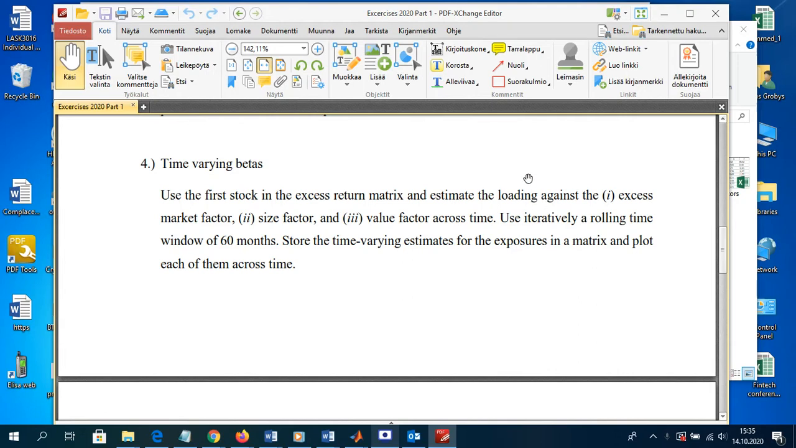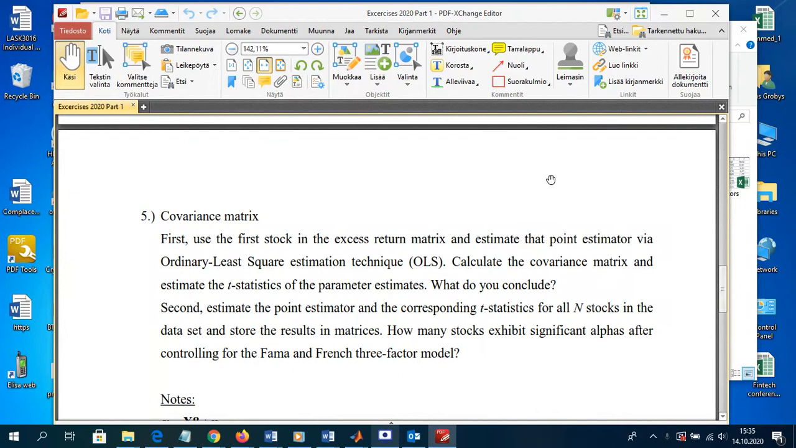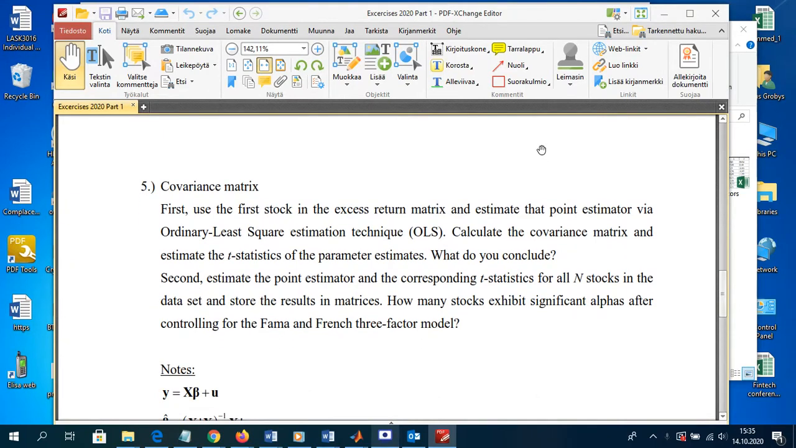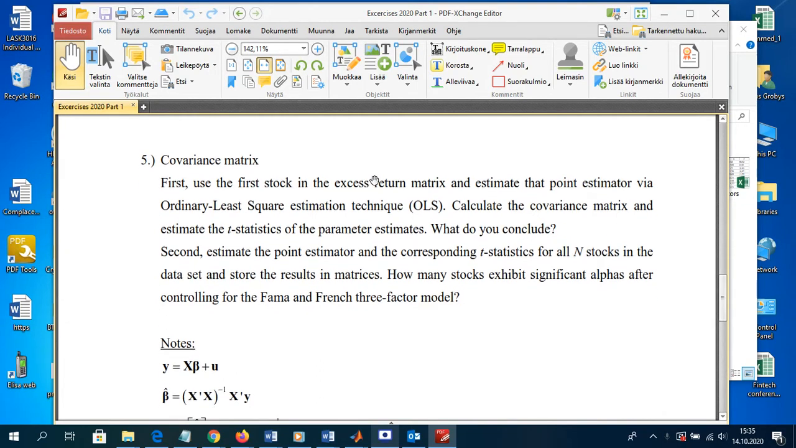After we have been investigating time-varying betas in our fourth exercise, we turn our attention now to the covariance matrix of the point estimator. So our fifth task is, first, use the first stock in the excess return matrix and estimate the point estimator via OLS. Then calculate the covariance matrix and estimate the t-statistics of the parameter estimates.